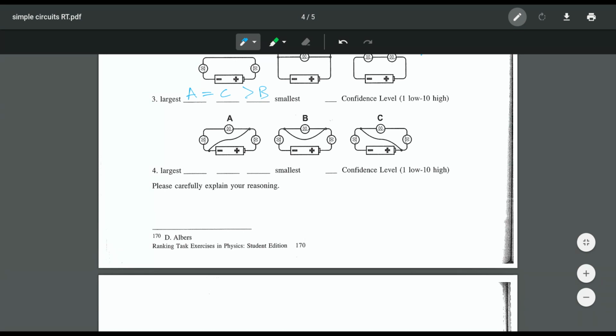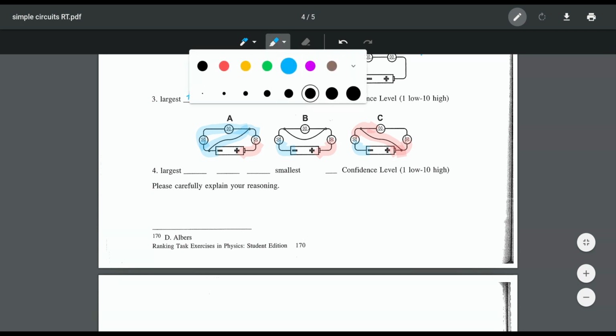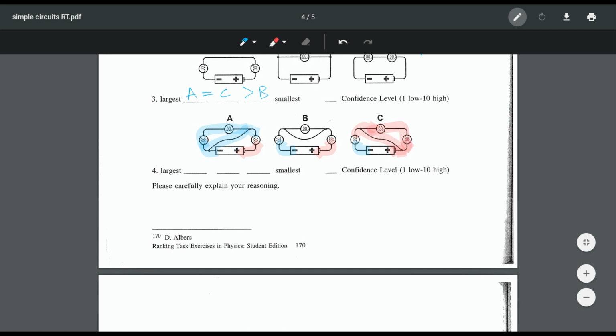If a resistor isn't dissipating, then the battery doesn't care about it. So if it helps you, you've seen this before, highlight here the negative side of the battery. What this shows me is that, for instance, these two bulbs here are not dissipating. There's no potential difference across them. And these two bulbs are not dissipating. And then I need a third color for the middle case.